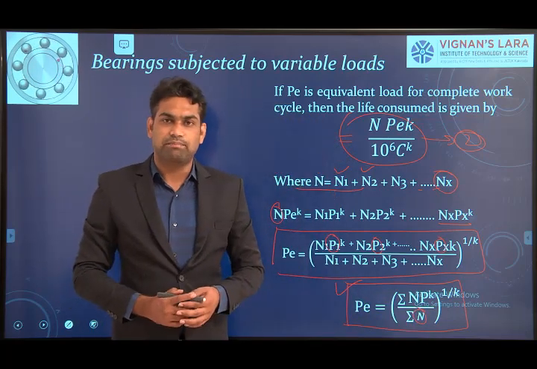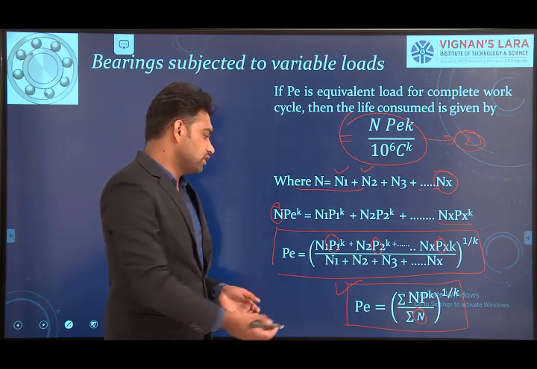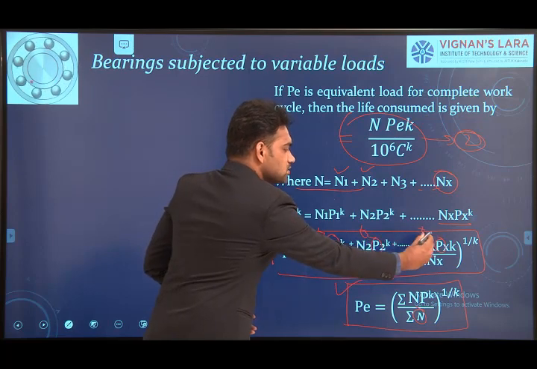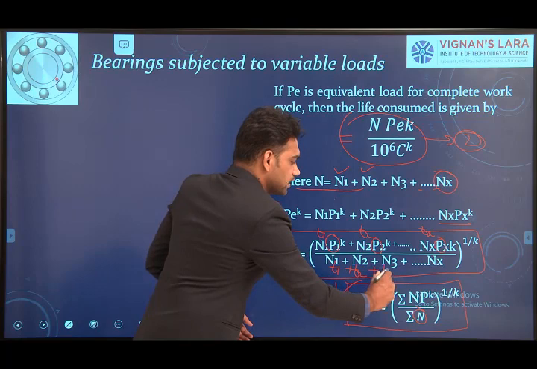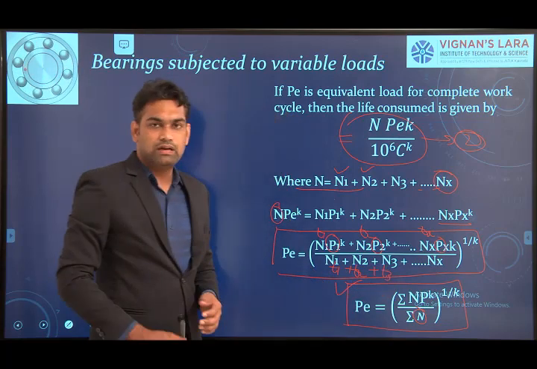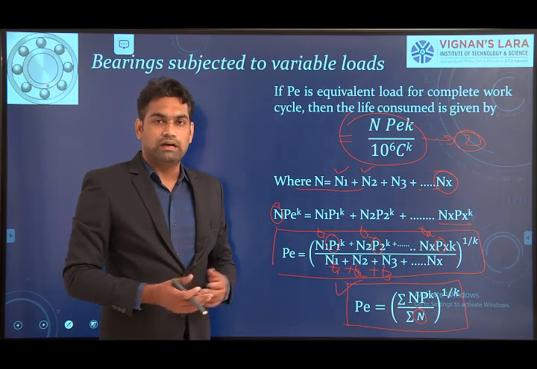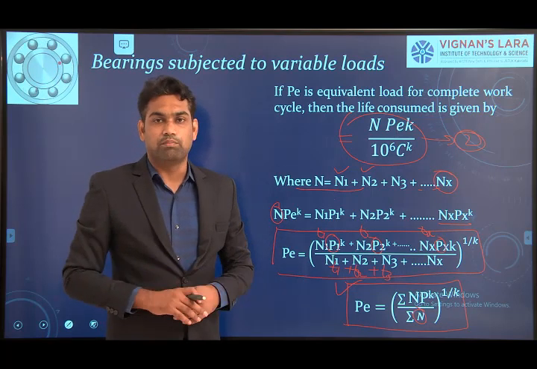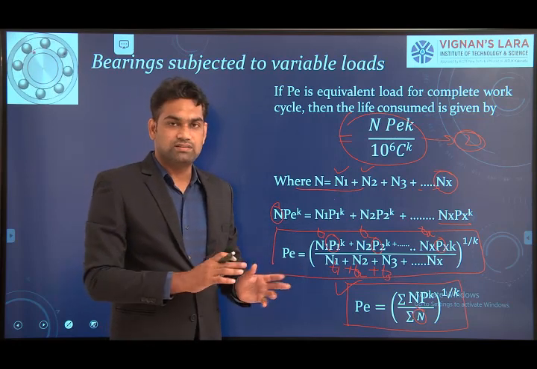In some cases, instead of the revolutions of the bearing, that is capital N, we can also use the time intervals, that is T1 instead of N1. Here we can use T1 or T2 up to Tx, and similarly in the denominator we can write the total time period T1 plus T2 plus T3. So you can substitute in terms of time duration, that is, instead of the number of revolutions you can use the number of seconds. Based upon the given data, you can change the equation.